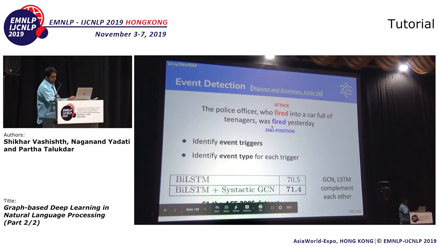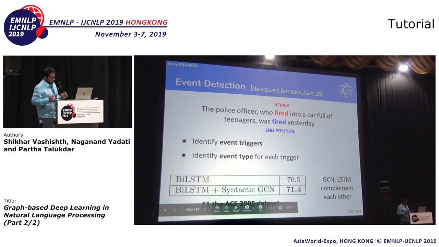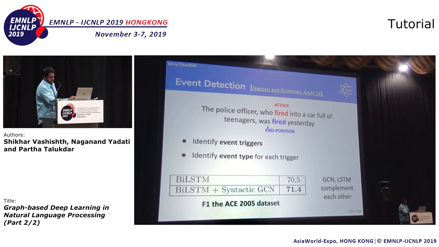The main reason why it outperforms is that we can look at this example. We have the word fired here, which conveys the meaning of end position. In the syntactic dependency, this word fired will be connected to the words police officer, right? BiLSTM fails to capture such dependencies, whereas the syntactic GCN can exploit the syntactic dependency between police officer and fired, and so it will give the right output, the end position output, right?